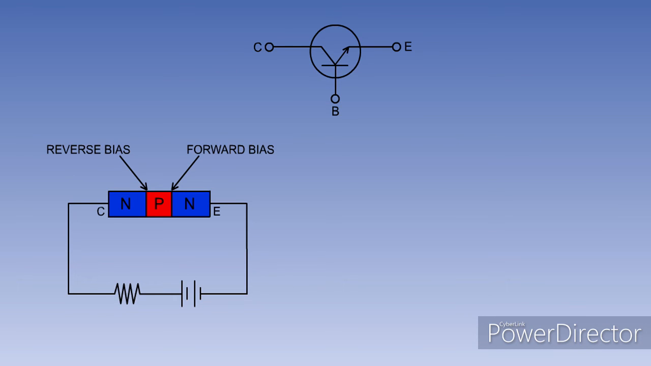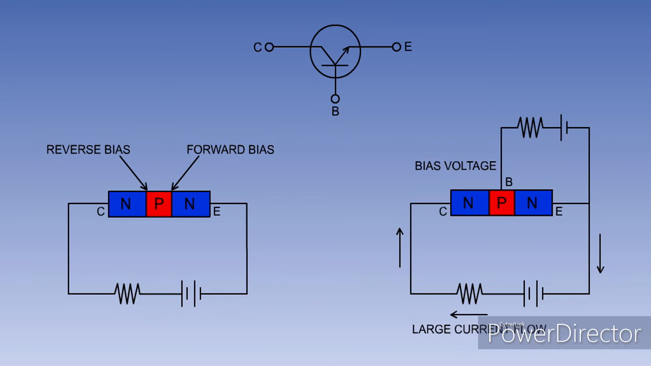If we apply an EMF across the collector-emitter region of an NPN transistor, as shown here, remembering back to the junction diode, one of the junctions will be forward biased, but the other will be reverse biased, so no current will flow in the circuit. However, if we apply a small EMF, known as a bias voltage, across the base emitter region, changes take place in the material which will allow current to flow freely from the collector to the emitter.